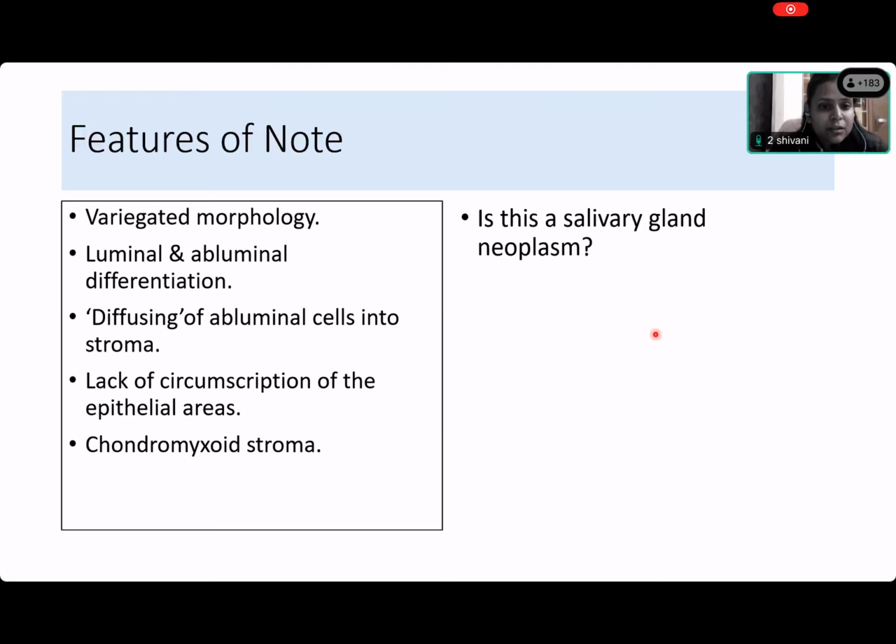Ma'am, it's features of neoplasm. Give me an answer. Ma'am, because myoepithelial cells are there, we saw the abluminal cells. So that's why it's a salivary gland neoplasm. Ma'am, we can see the salivary gland first. It's a salivary gland tissue. How do you know that? Because, ma'am, in the first slide, parotidectomy, I said that this is a parotid gland swelling.